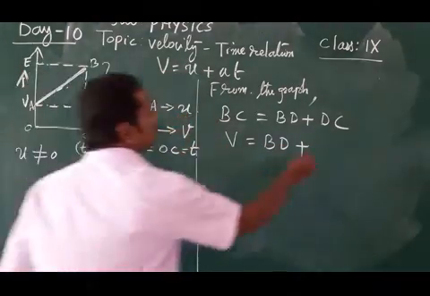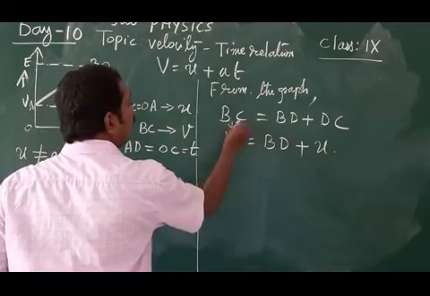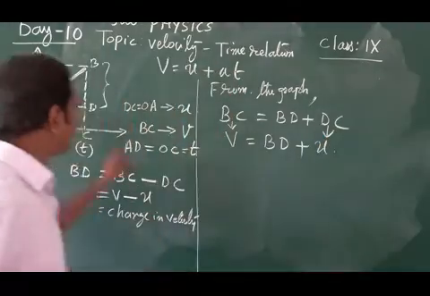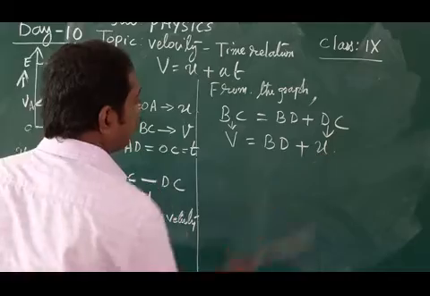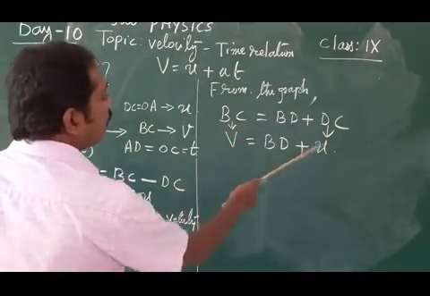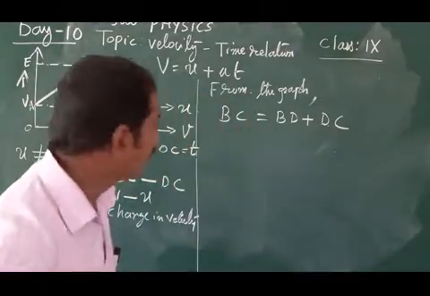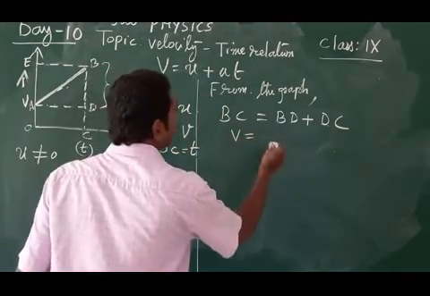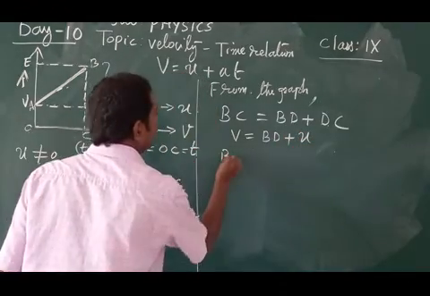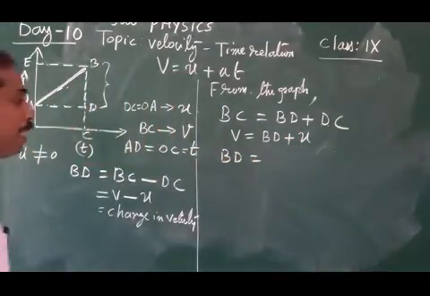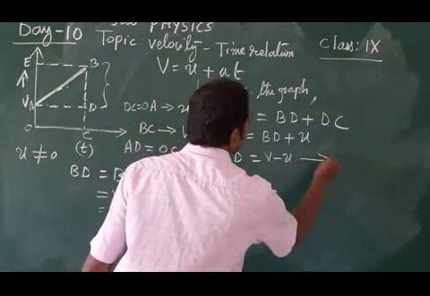DC is the initial velocity. BC is V, DC is U. These are obtained from the graph only. We have BC equal to BD plus DC, that is V equal to BD plus U. You write V equal to BD plus U. Then what is BD? BD equal to V minus U. You have to take U to this side. V minus U. This is equation number 1.